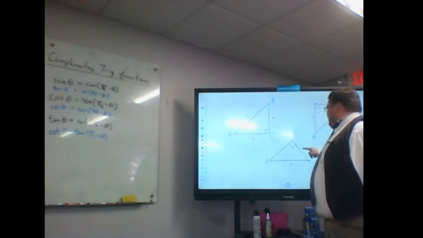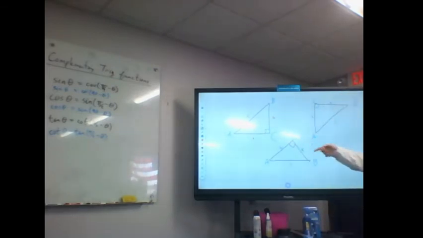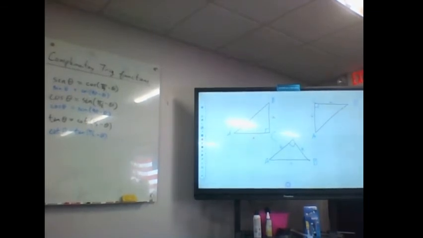Big A, big B, little b. It does not matter the orientation of them. What matters is that you have, first of all, big C in the correct spot, and then everything is opposite of its counterpart. Big A, the angle, is opposite little a, the side. Big B, the angle, is opposite little b, the side.